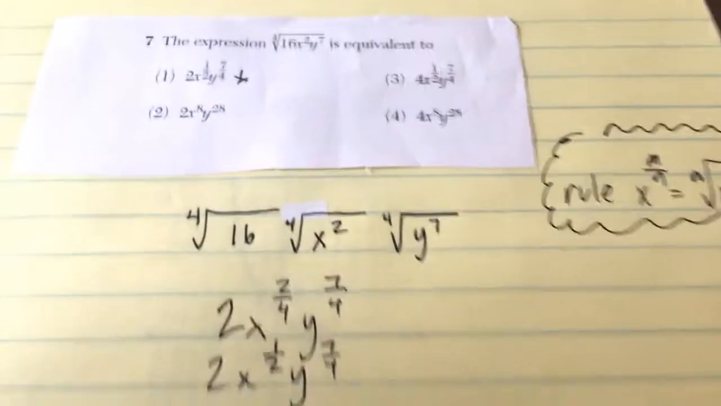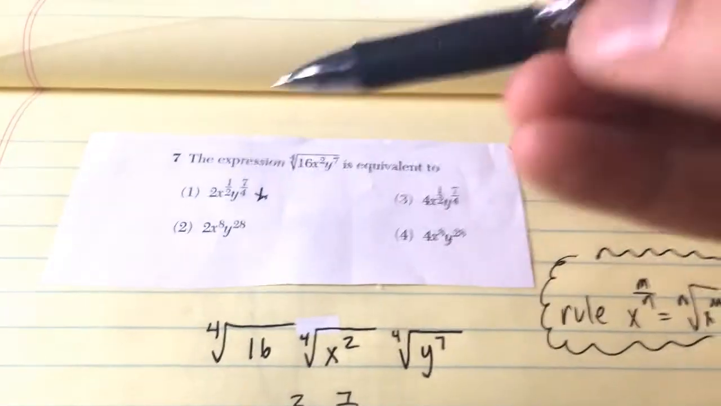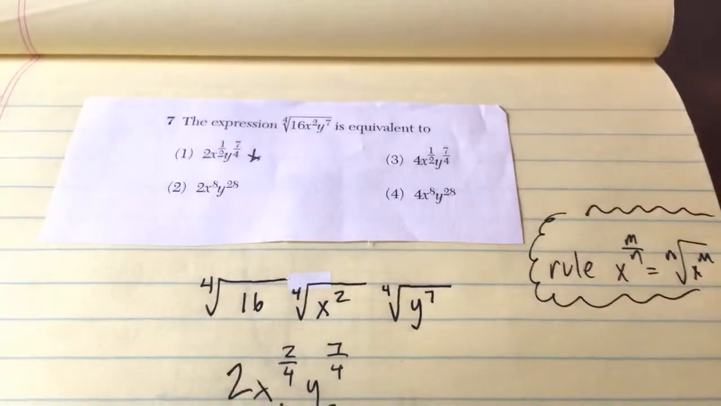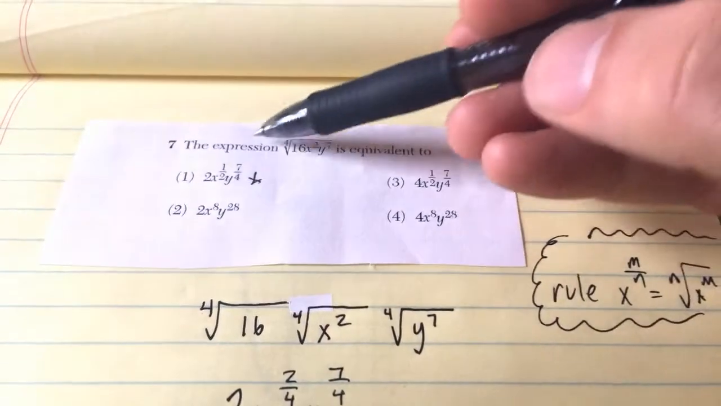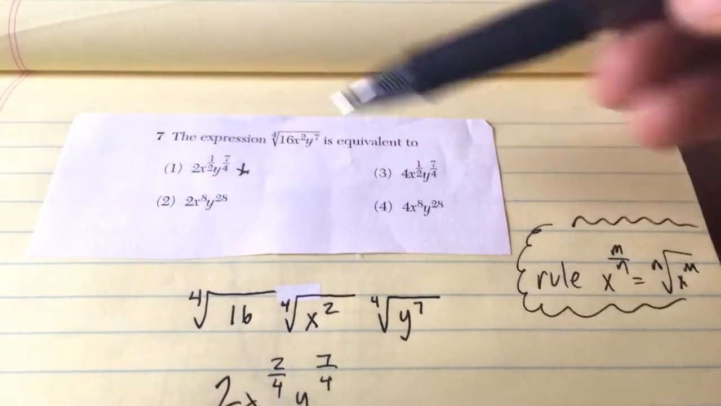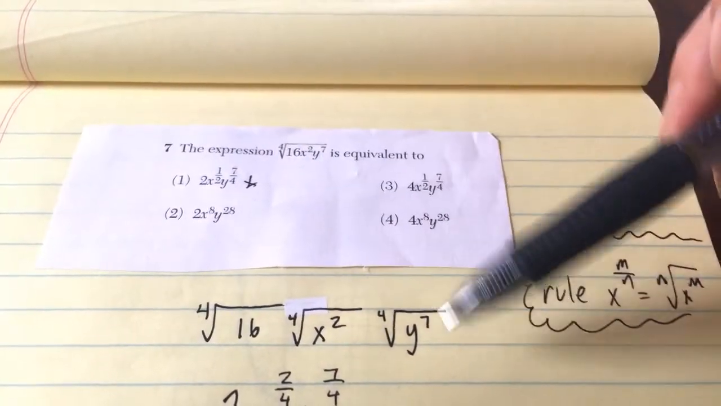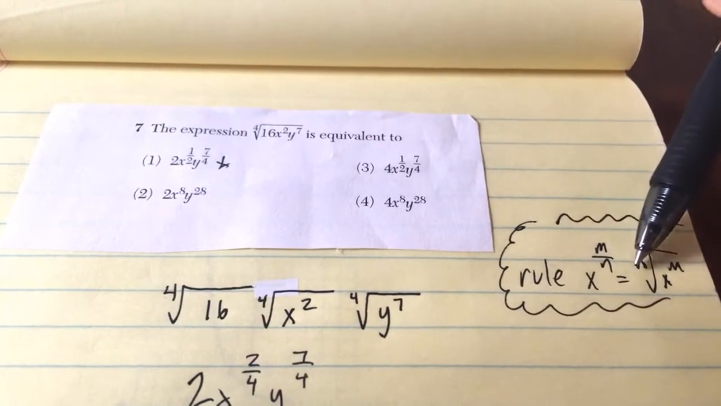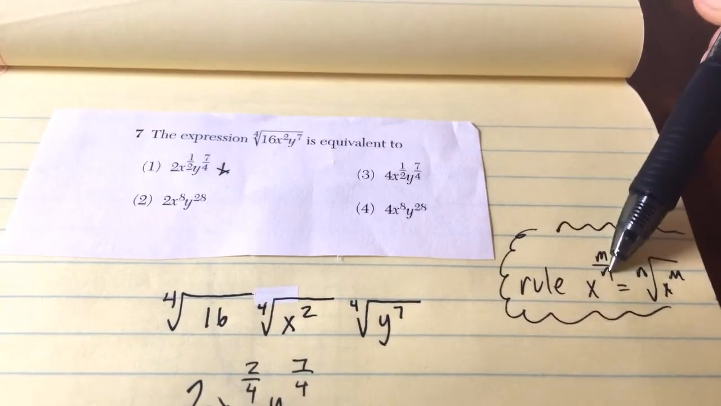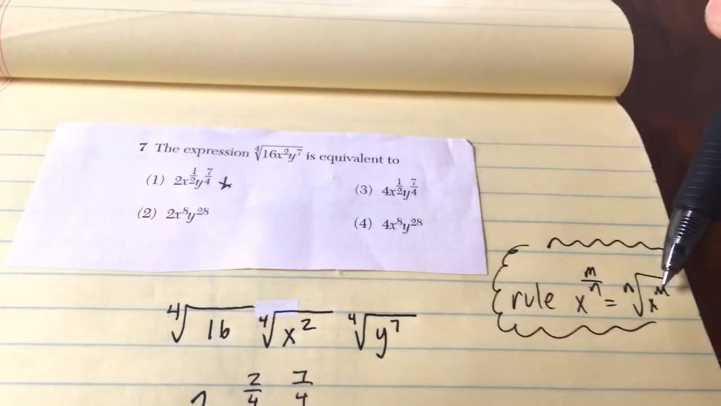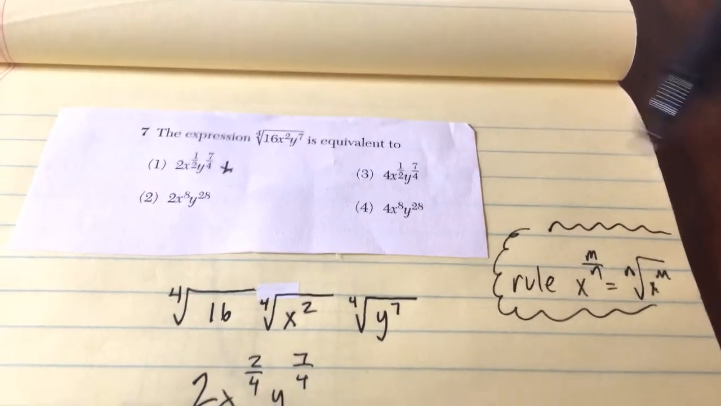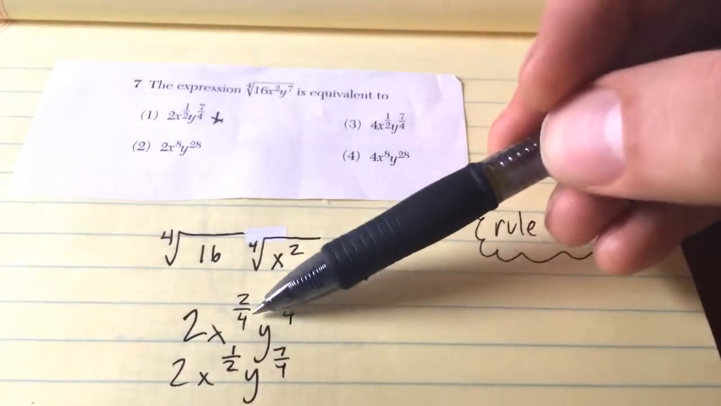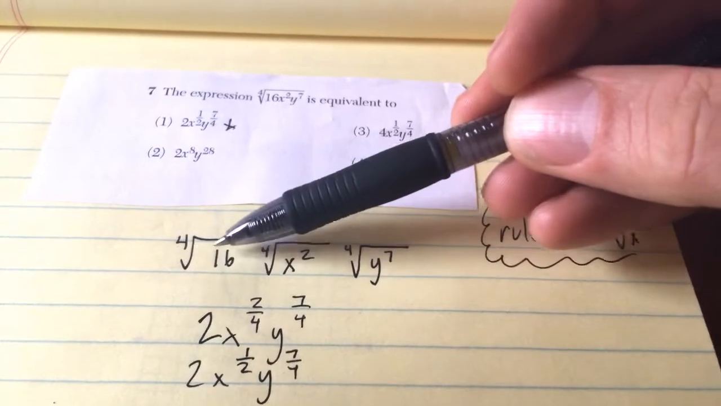In number 7, they asked for the expression is equivalent to which of the following. What I did for myself was I broke these up into 3 separate radicals, all with an index of 4. I separated 16x squared y to the 7th. Now, this rule says that whatever your index is your denominator, whatever your exponent is your numerator. So I essentially rewrote these two to 2/4 and 7/4.